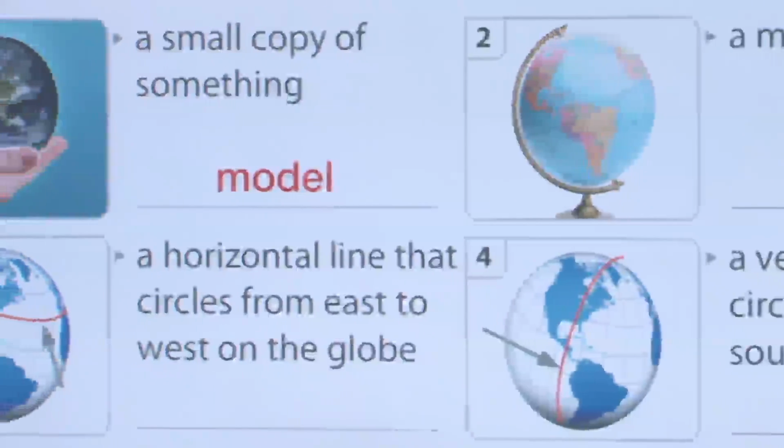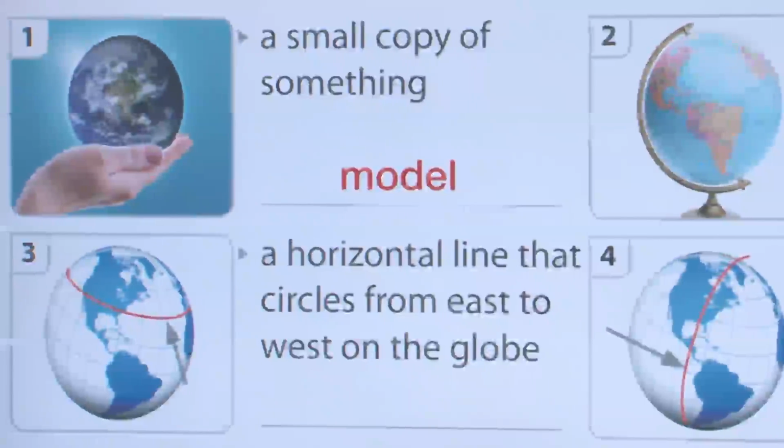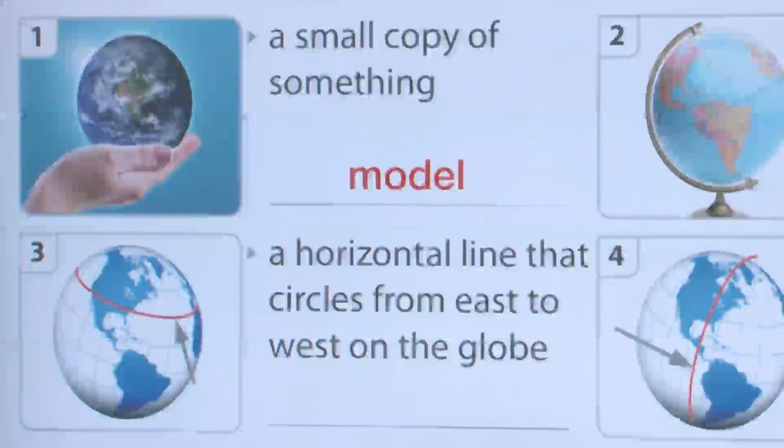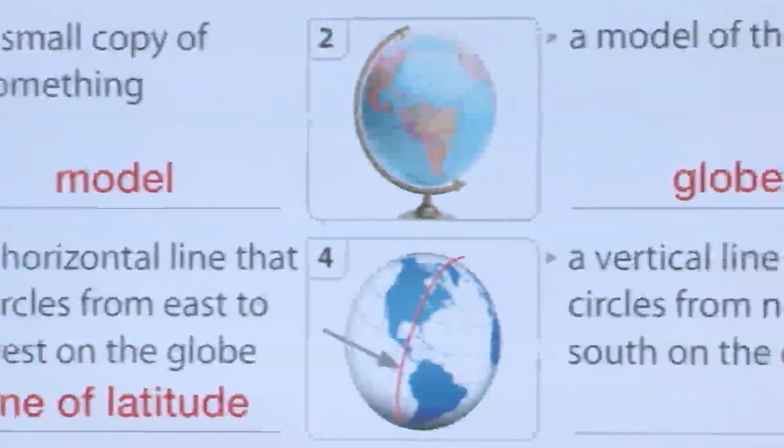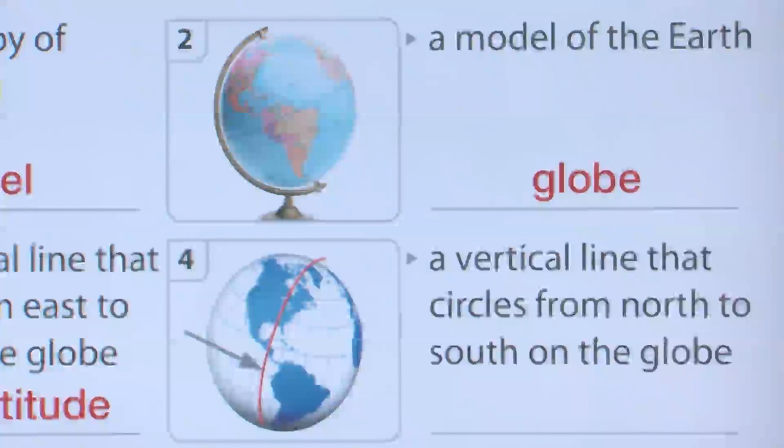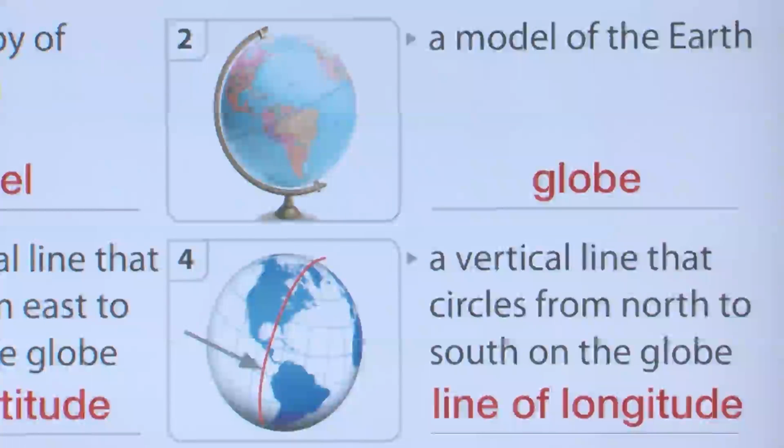Picture number 3. Can you see that red line? A horizontal line that circles from east to west on the globe is called a line of latitude. Line of latitude. And picture number 4, a vertical line that circles from north to south on the globe is called a line of longitude. Right, a line of longitude. Hey, nice, really good on the vocabulary.